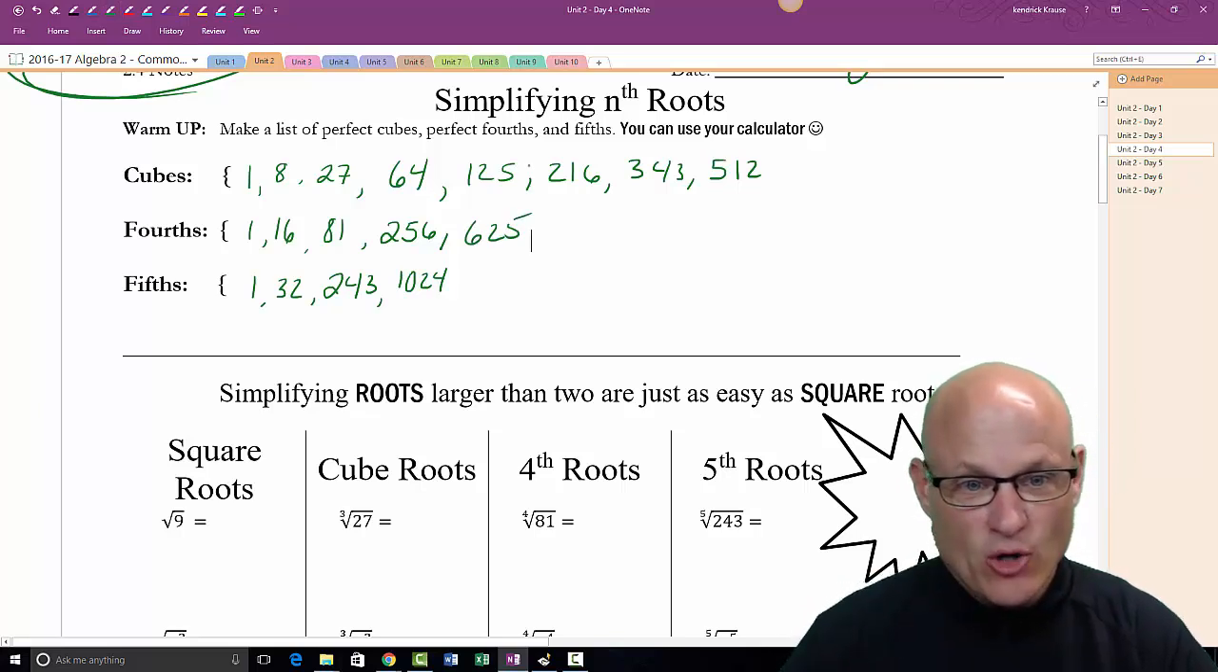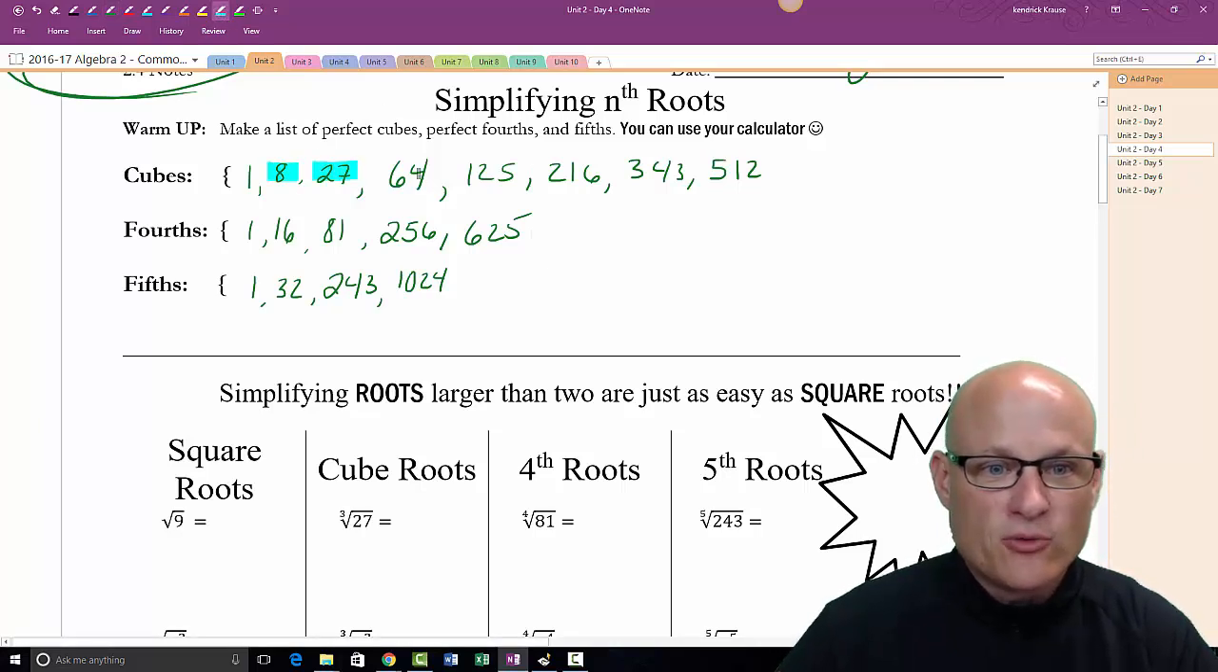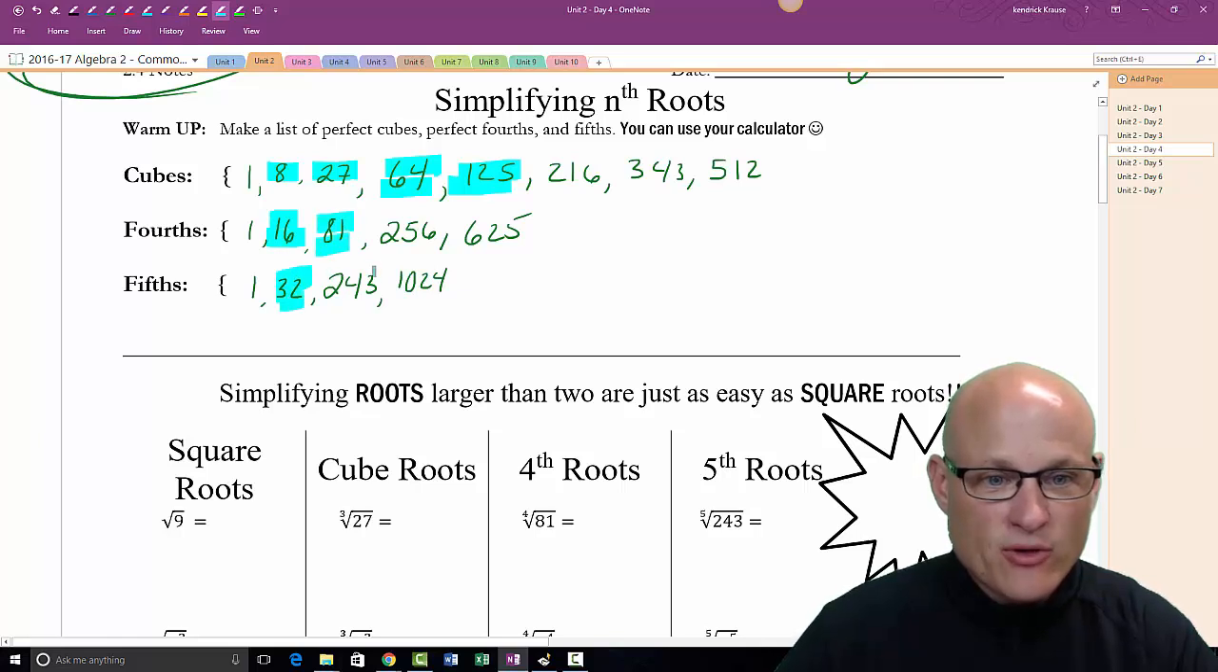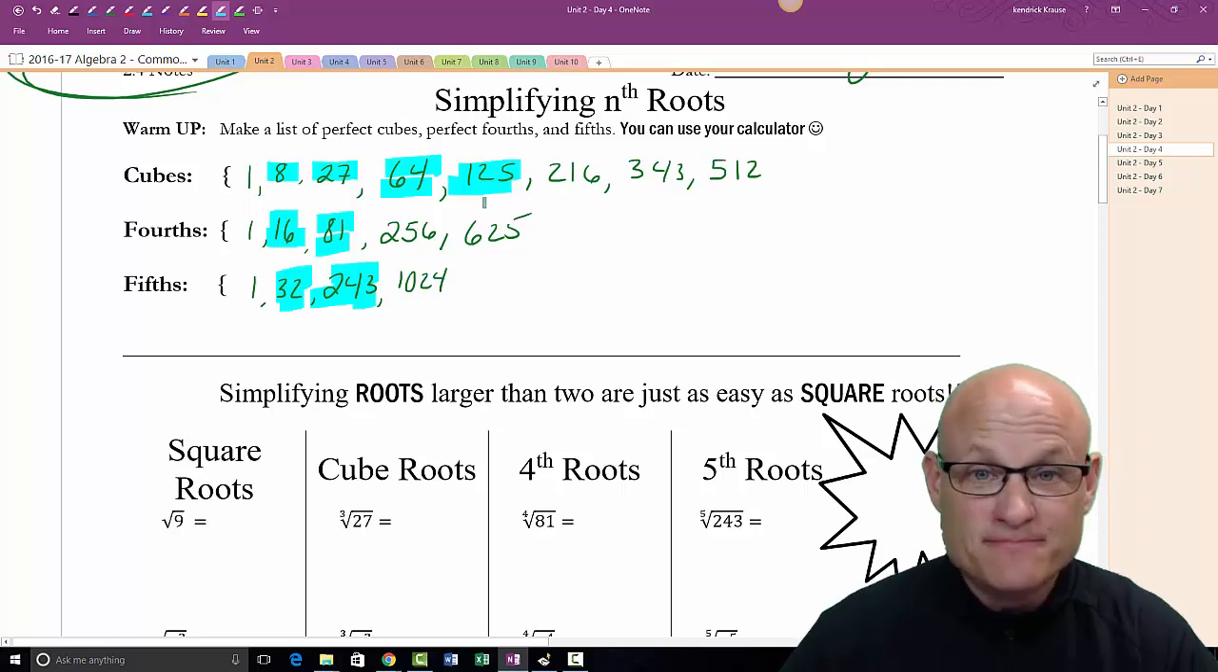Whether or not you need to even know those, I'll tell you right now, the ones you're going to be using the most of are this one, this one, this one, and this one. And then for the fourths, you might use this one or this one, and this one or this one. Those are the ones you'll probably be using the most of. Everything else, it's just kind of fun.